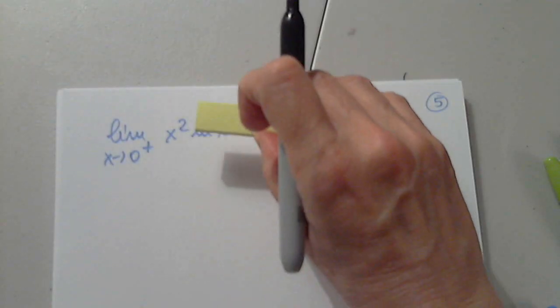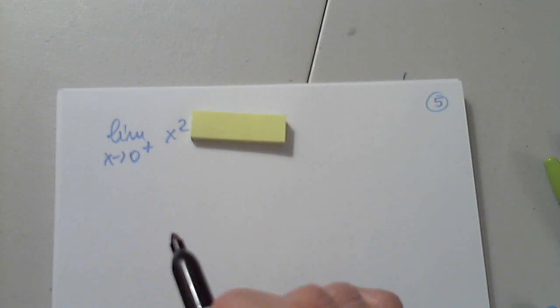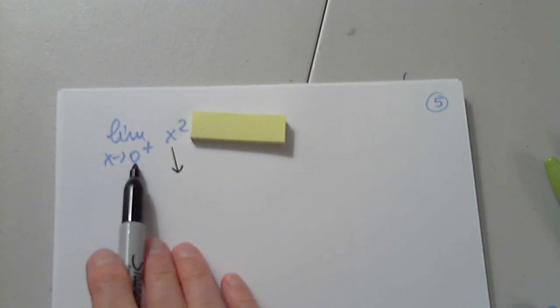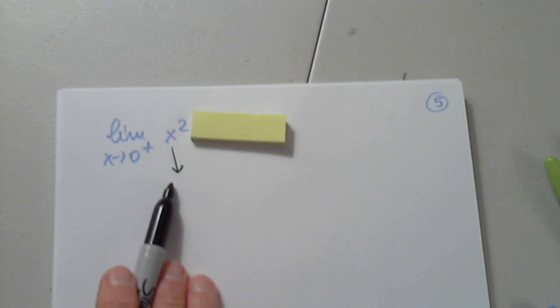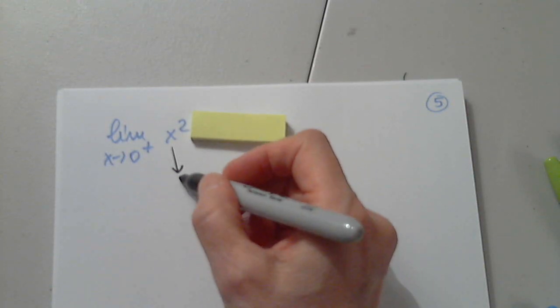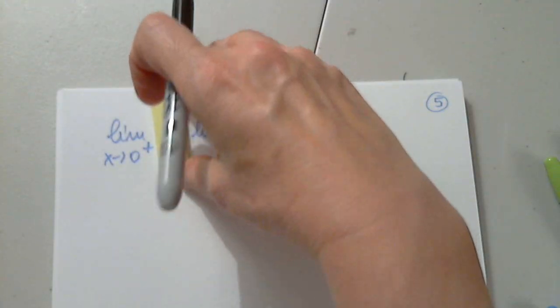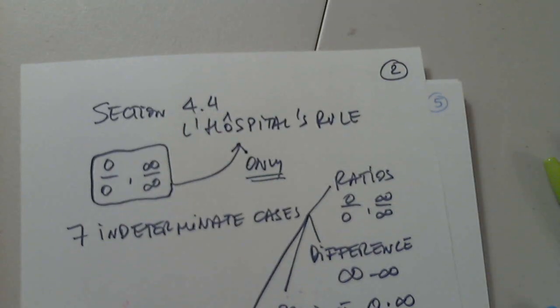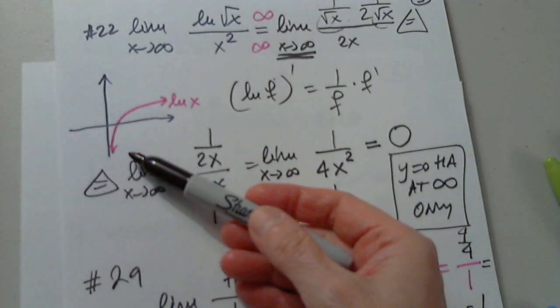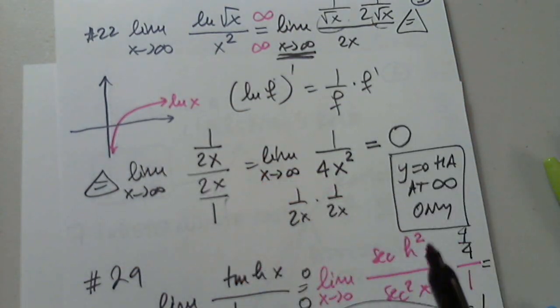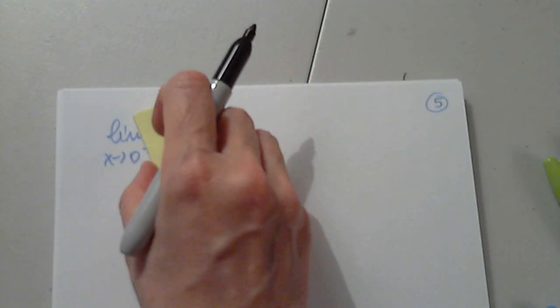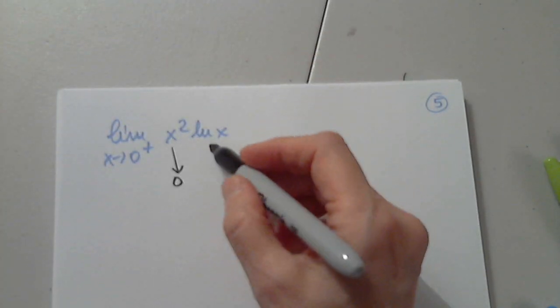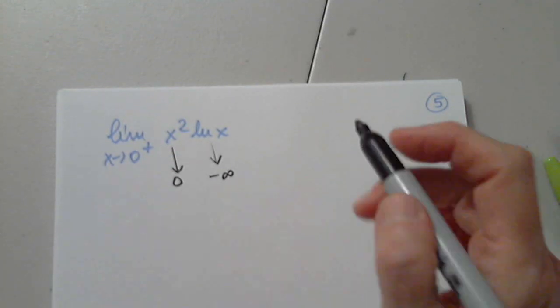So we start by identifying where each piece is going. So when x approaches 0 from the right, where will x squared go? To 0? Absolutely. Perfect. So let's forget about this. When x approaches 0 from the right, where will natural log go? And remember the graph. So we don't have to think. We just remember the graph and we know where it's going. Negative infinity? Negative infinity indeed. The sign is not important. So this is the product.